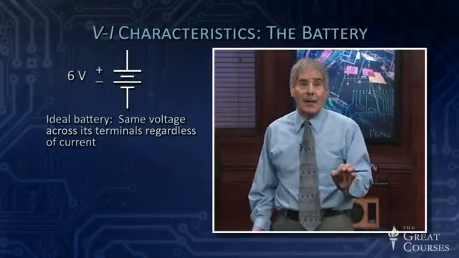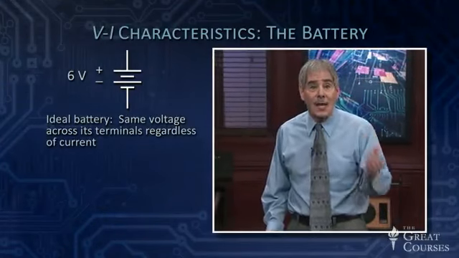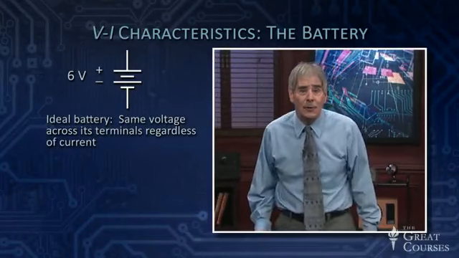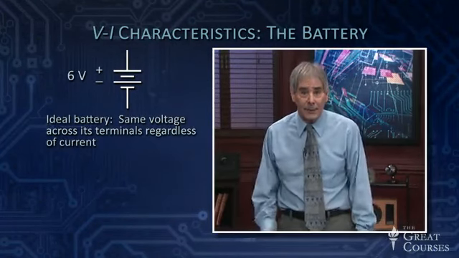So the key idea here is going to be what we call VI characteristics, voltage-current characteristics. And I want to show you how we describe VI characteristics first for a battery, then for a resistor, and then as I introduce new components, we'll introduce their VI characteristics, which will be more interestingly complicated. So here's our battery again. It's an ideal battery, the same voltage across its terminals, regardless of how much current it's flowing, and I happen to have chosen it to be a 6-volt battery.